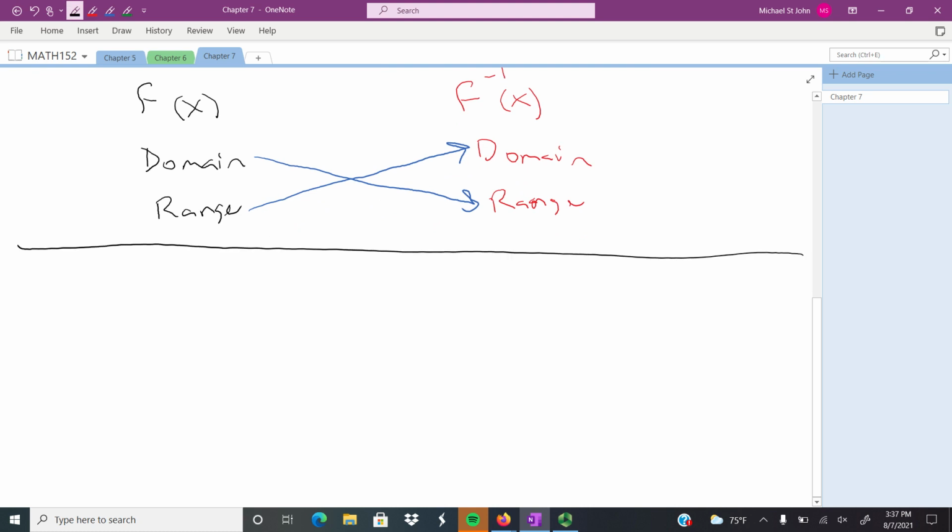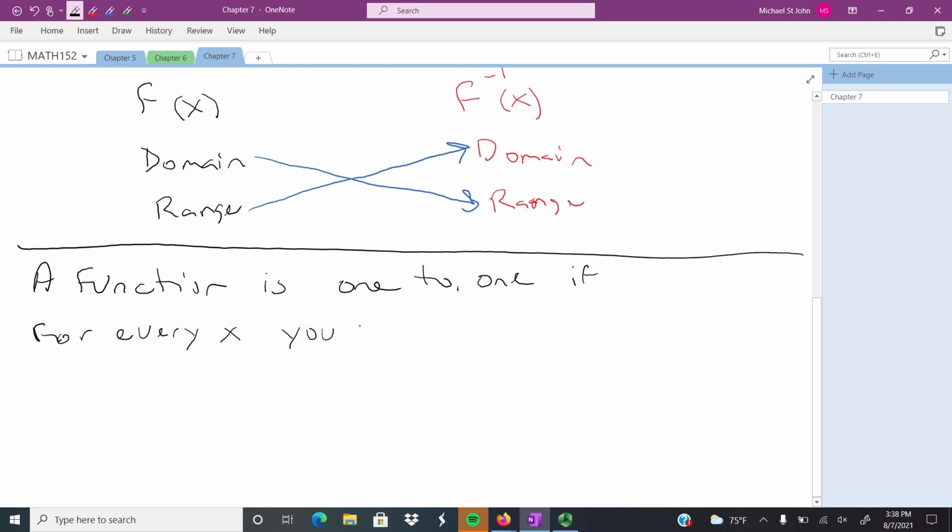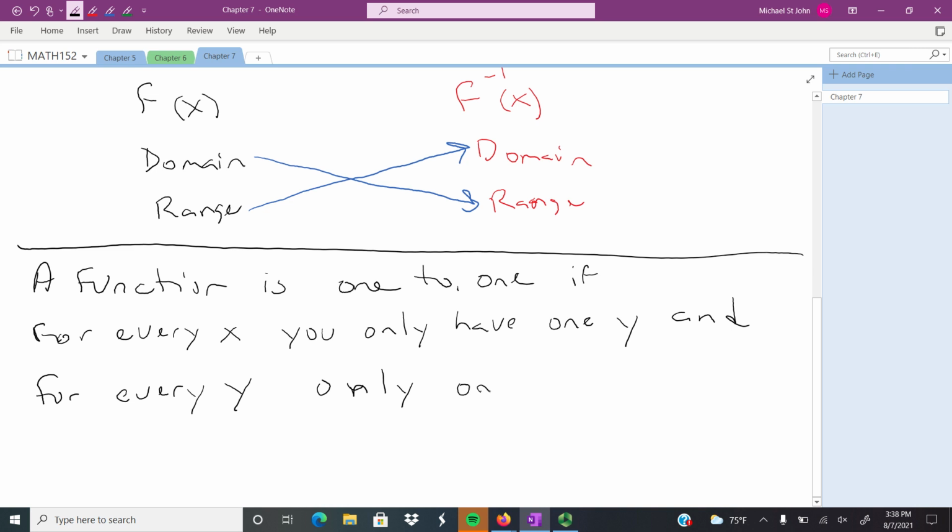All right. In terms of functions, we can talk about a function being one-to-one if for every x you only have one y, and for every y only one x. This is what makes it one-to-one.